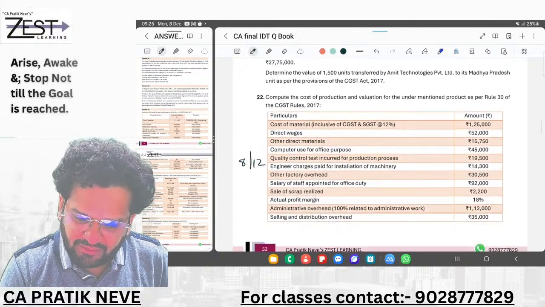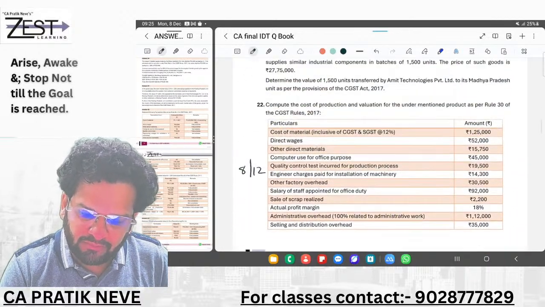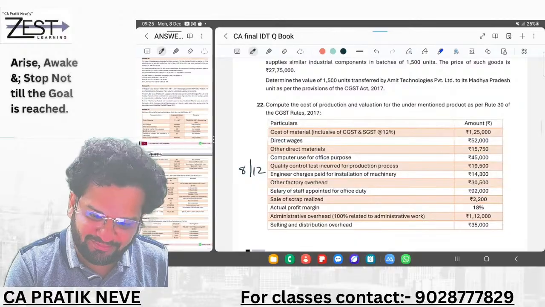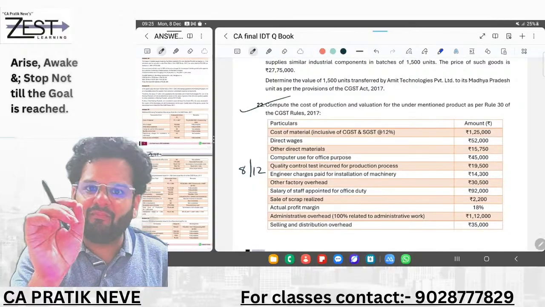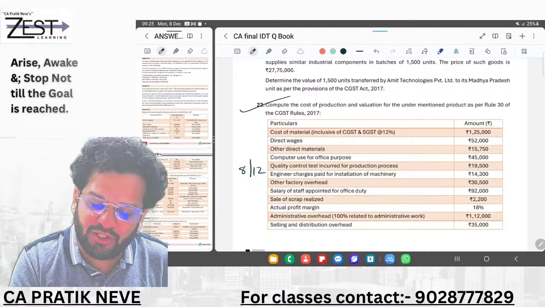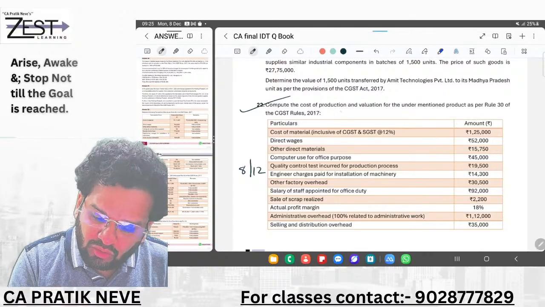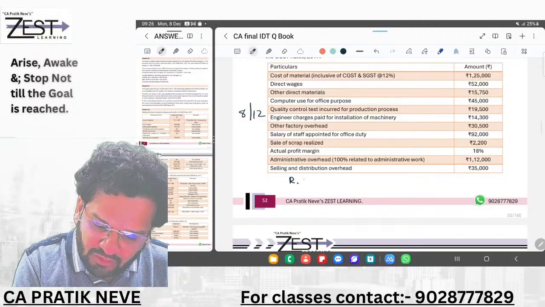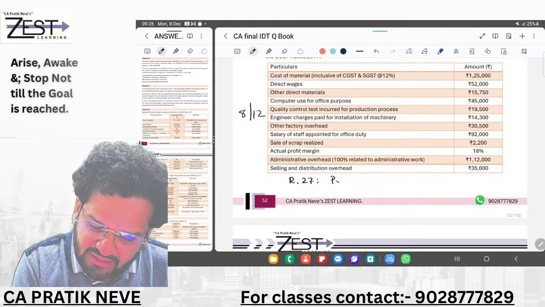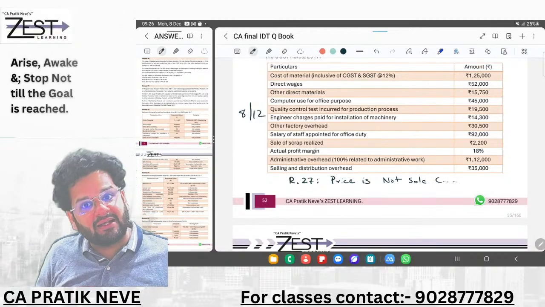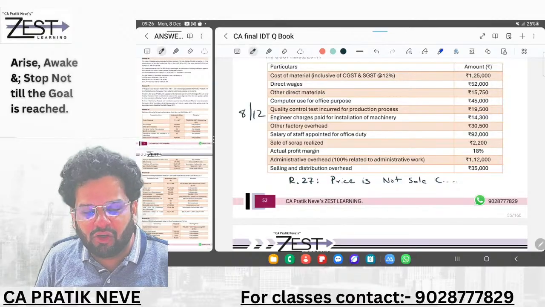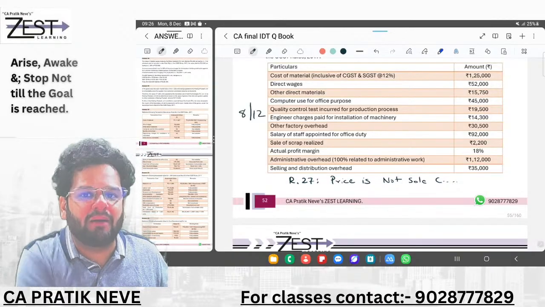Now go ahead and do question number 22. What is 22? Very interesting. Friends, what is question number 22? Now you know rule 27 is for what? Rule 27 is when price is not sole consideration. But 27 has its own clauses that take open market value.